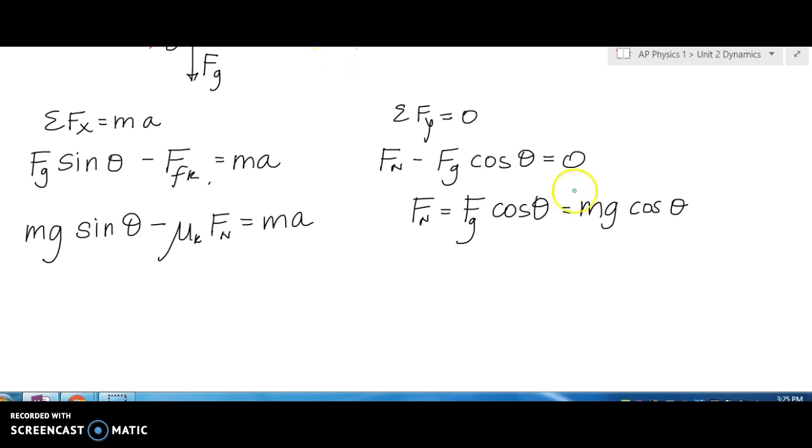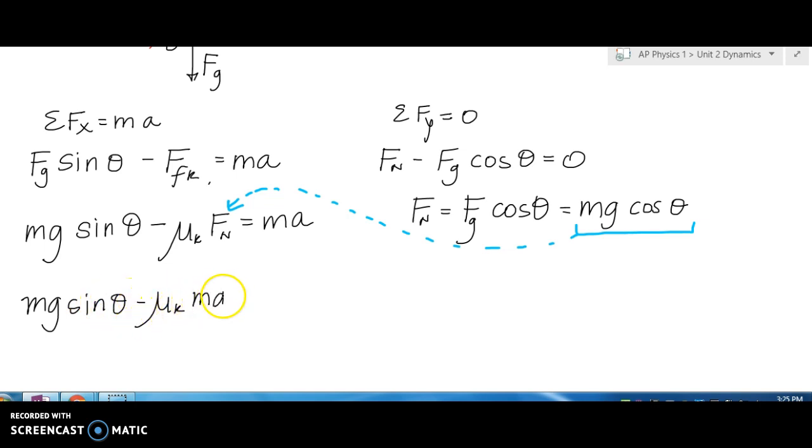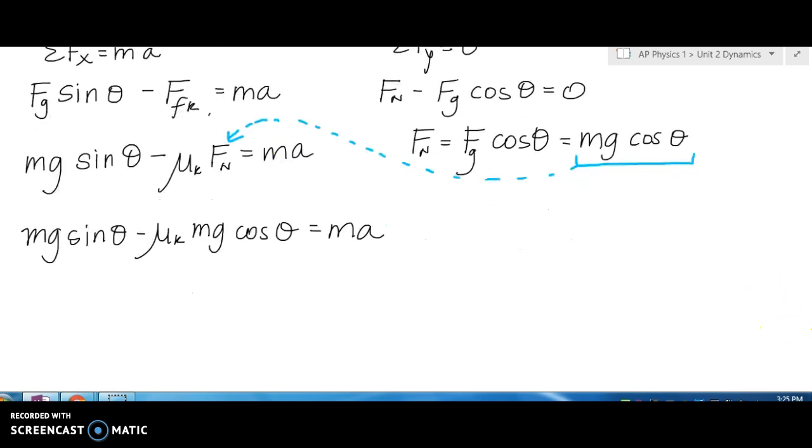So now I can take this guy right here and dump it back in over here. So then I'll have mg sine theta minus mu k mg cos theta equals ma. What am I looking for? The acceleration. Very good. So, what can I do now? Divide by mass. Oh, we can't divide by mass everywhere. So, if I double the mass of the object, what happens to the acceleration? It would be the same. Does the mass matter?